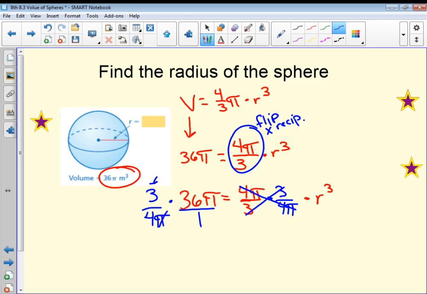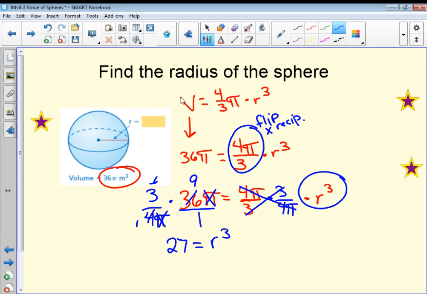Okay, so I can cross cancel my pi's. 3 times 36, and then 4 times 1 is 4. Or I can see, I know some of you might see cross canceling here. 1, 9, 3 times 9 is 27. Equals, on this side, all I have left is radius cubed.